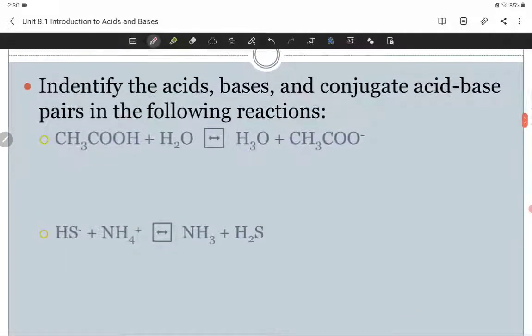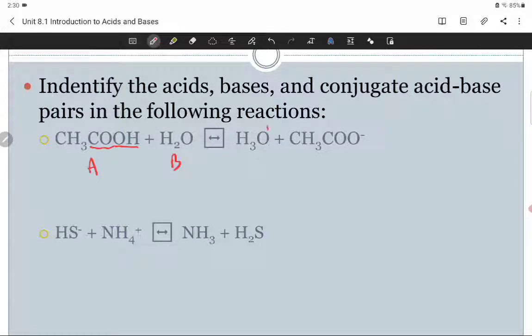Okay, a couple other ones here. In organic chemistry, we also learned that COOH is an acid. So that's a carboxylic acid. If that's an acid, the water has to be a base. Well, wait a minute, we just made water an acid in the previous question. Well, in this one, it's a base.